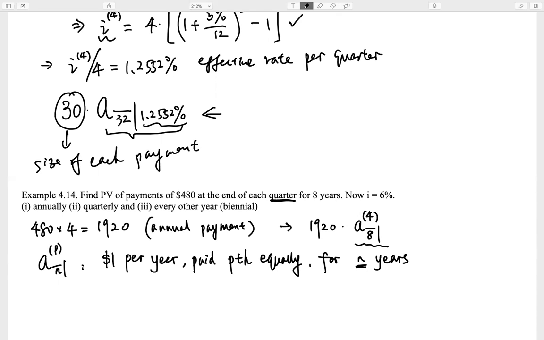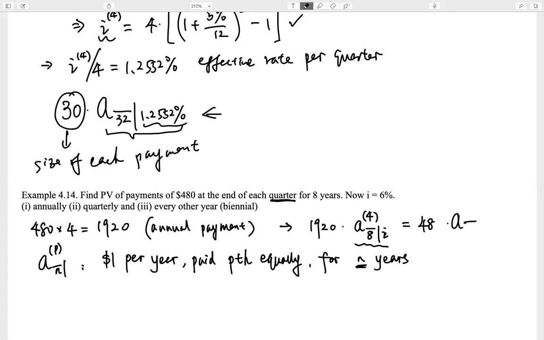Because in that case, of course I haven't put anything down here yet. That would be, well, if you want, you can put the effective interest rate i. Okay, what I can equate is 480. So that is the size of each payment.